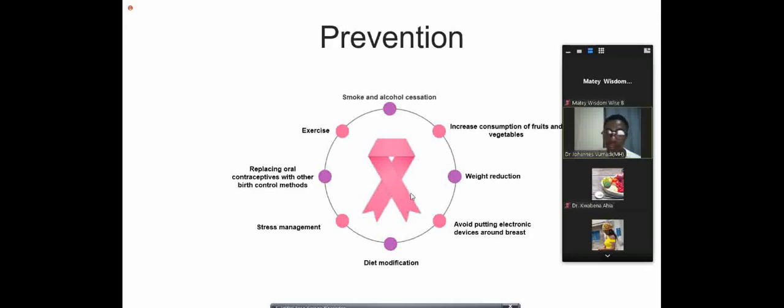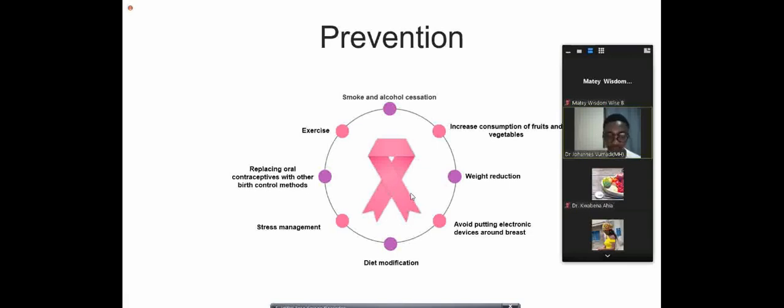Free radicals are known to cause damage to the DNA and then induce mutation. So fruits and vegetables actually help to remove most of these things from the body. And then a conscious effort in reducing weight, just to burn down fat, also helps a lot. And then we shouldn't be putting electronic devices around our breast, especially males. Some of them just put their phones around their breast. It's not a good practice.